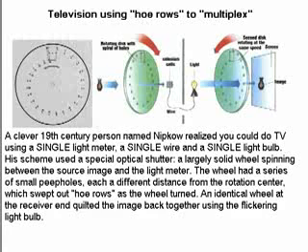Instead, a clever 19th century person named Nipkow realized you could do TV using a single light meter, a single wire, and a single light bulb. His scheme used a special optical shutter in the form of a largely solid wheel spinning between the source image and the light meter, as shown in the diagram. Note the wheel was not entirely solid. It had a series of small holes in it used as peepholes, and each hole was a different distance from the center of rotation.